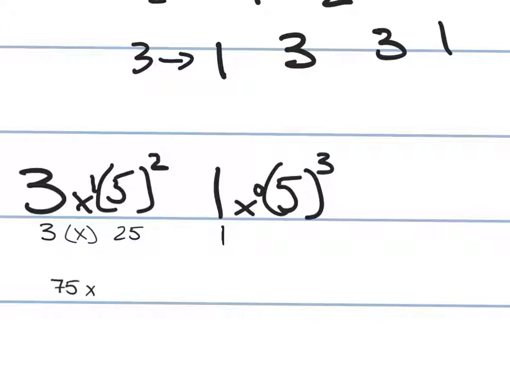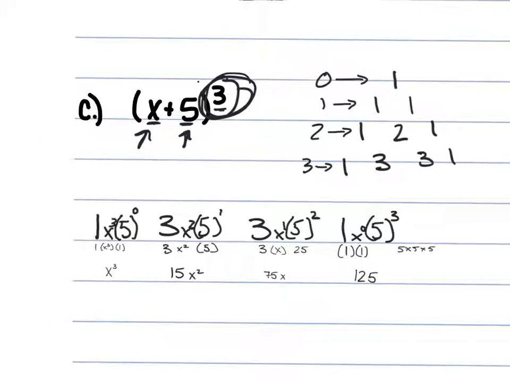Last but not least, 1 times 5 to the third power. 5 times 5 times 5. Well, 5 times 5 is 25. And if I've got 5 quarters, I've got $1.25 or 125. So we end up with x to the third power plus 15x squared plus 75x plus 125. None of those terms can be combined because all of their variables are to different powers there. So we've got our final answer.